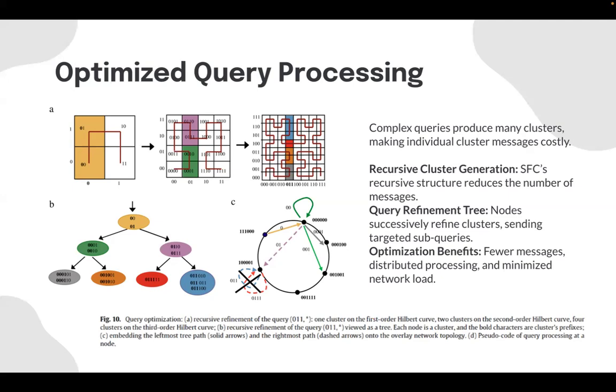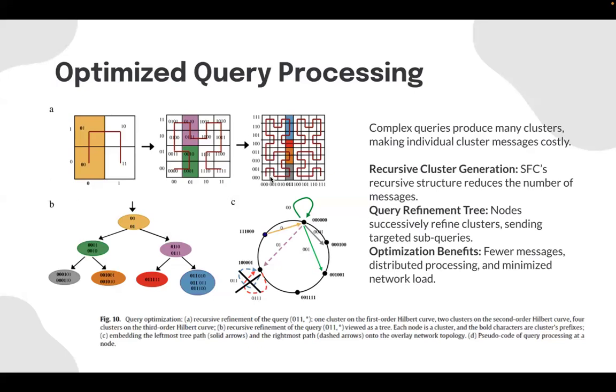Using the digital causality property, Squid refines the cluster progressively, and each level of refinement generates a longer cluster prefix, which helps group clusters by their prefix. And in the recursive process, each node in the network acts as a level in a tree, refining clusters further and forwarding subqueries down the tree until they reach the nodes containing the matching data.